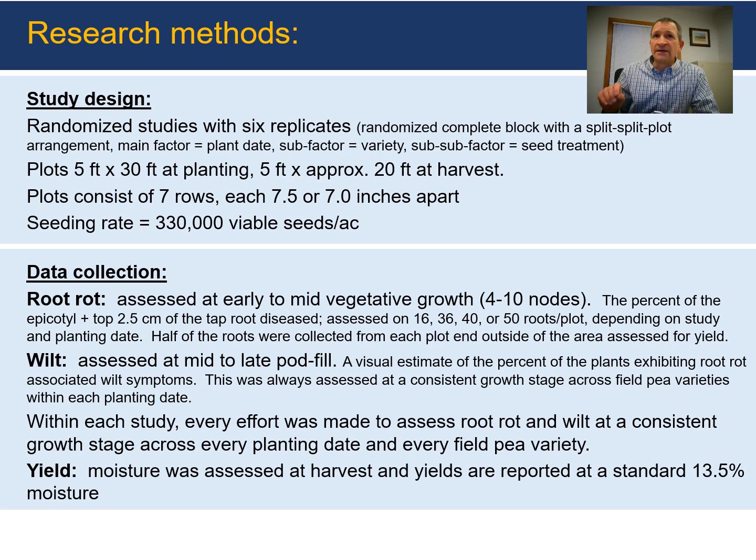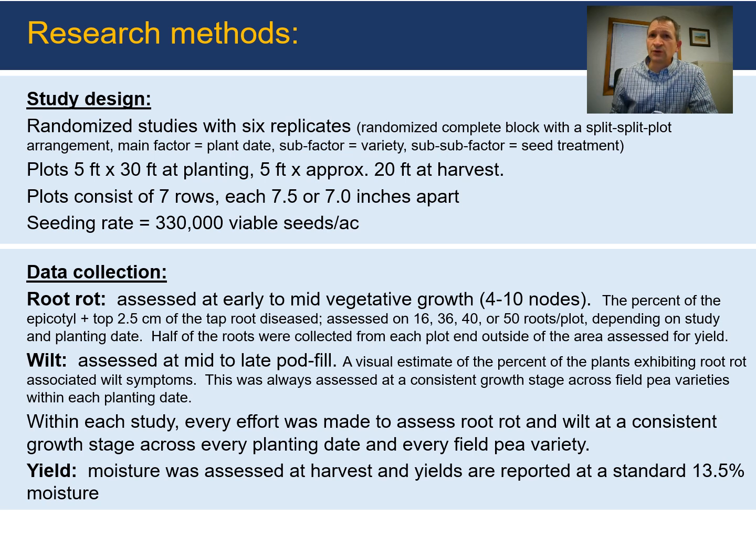Plot size was 5 foot by 30 foot at planting, about 5 foot by 20 foot at harvest. The shorter plot length at harvest was because we dug up plants to assess root rot in strips from the front and strips from the back of the plot, and then we shortened the plots to exclude the areas where we dug roots. This left about a 20-foot length in the center of every seeded length where we did not dig any roots and where we assessed yield. Seeding rate was 330,000 viable seeds an acre.